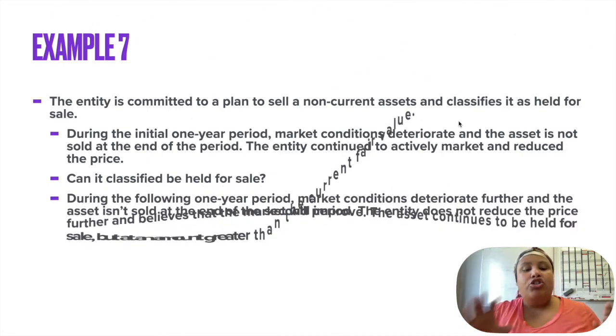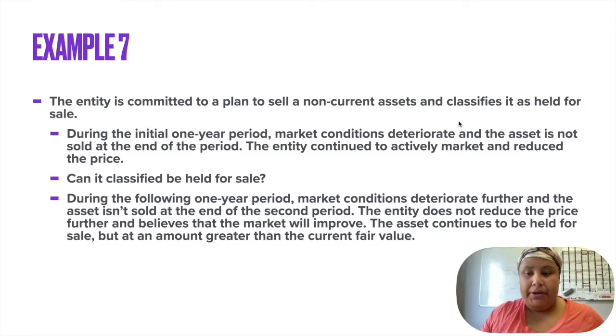Now, during the period following the 1-year period, okay, so now we're in the 2nd year, the market conditions further deteriorate. Okay, so we weren't expecting this, but unfortunately it further deteriorates. Now, the asset still isn't sold at the end of the 2nd period, okay? But the entity is not reducing the price because it believes the market will improve, and the asset continues to be held for sale but at an amount that is greater than its current fair value.